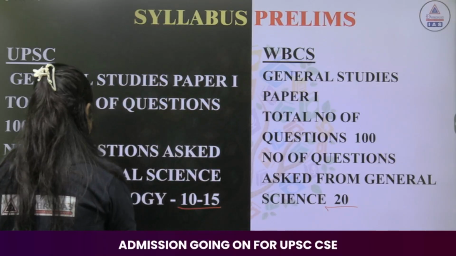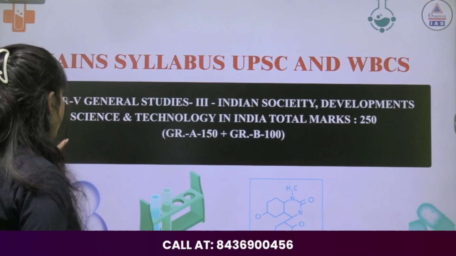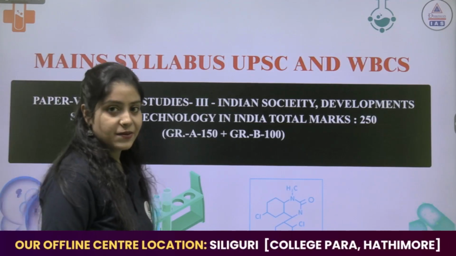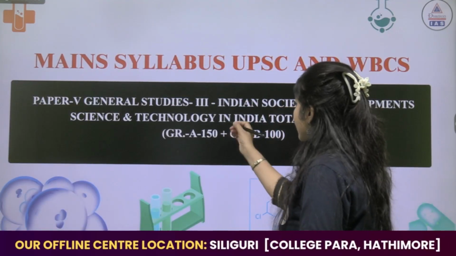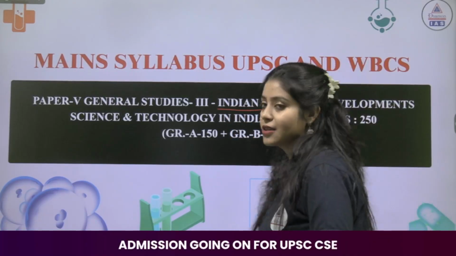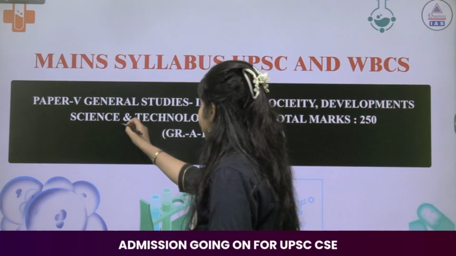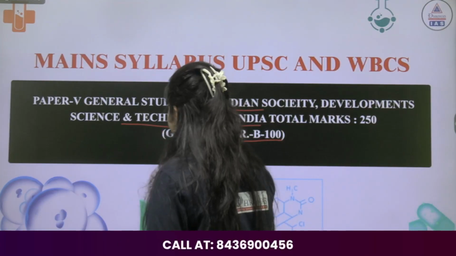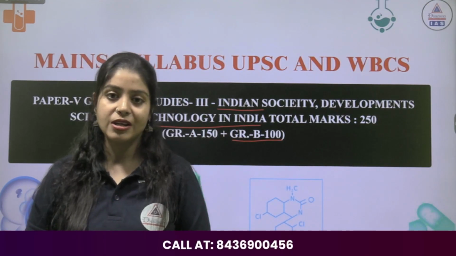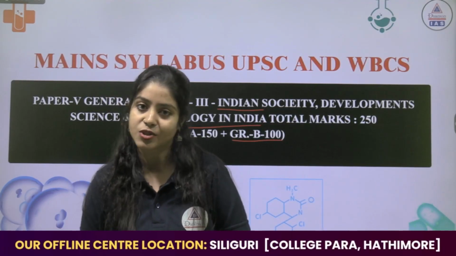Now moving on to the next slide, the mains syllabus. In the mains syllabus, paper 5, GS Paper 3, as you can see, we have groups. Group A is Indian Society and Developments, and Group B will be your Science and Technology part. The marks for Science and Technology will be 100. There will be 10 marks questions and 15 marks questions.